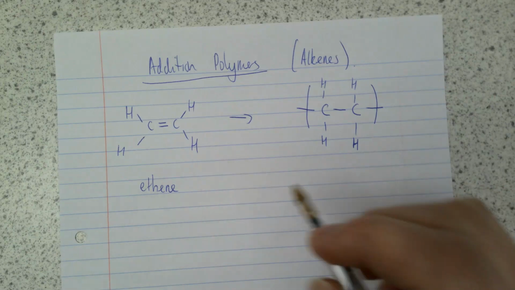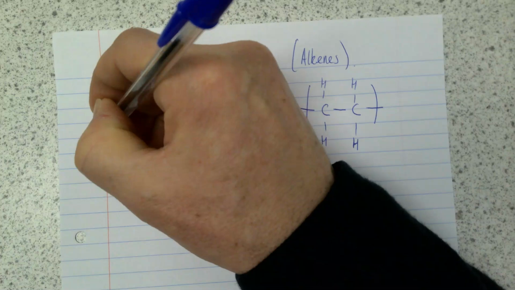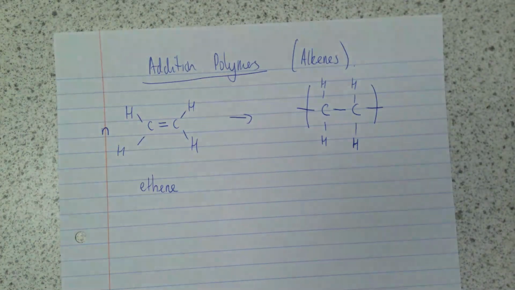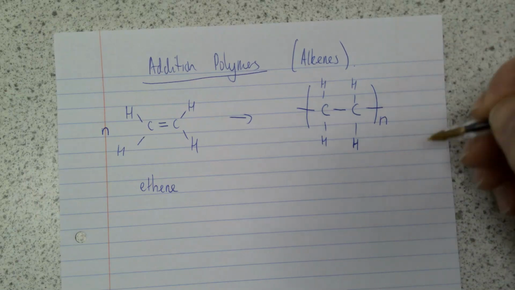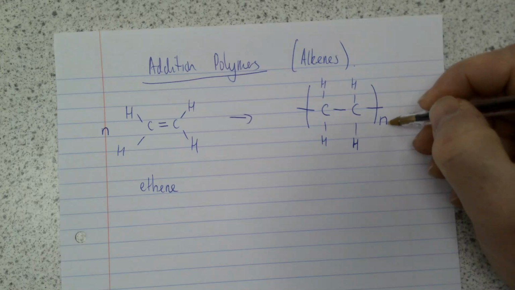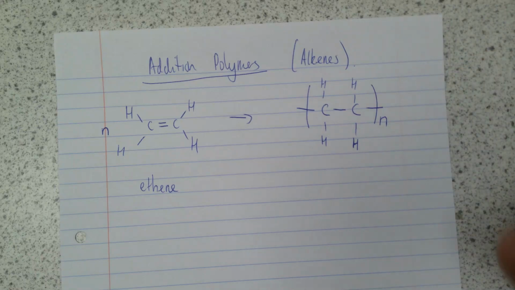So what we say is, however many of these there are, let's say there's 100 of these, we're going to represent that with the letter N. There would be 100 of these in a chain, right? So we must remember the little N there to draw it. So that's how we show polymerization.